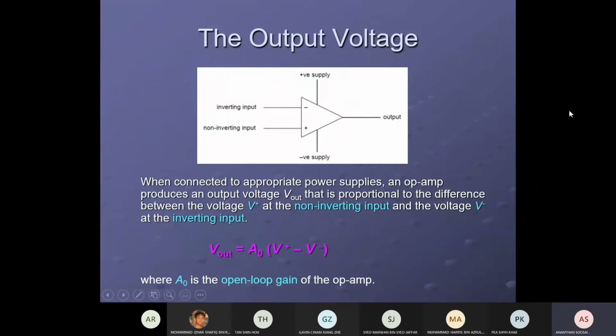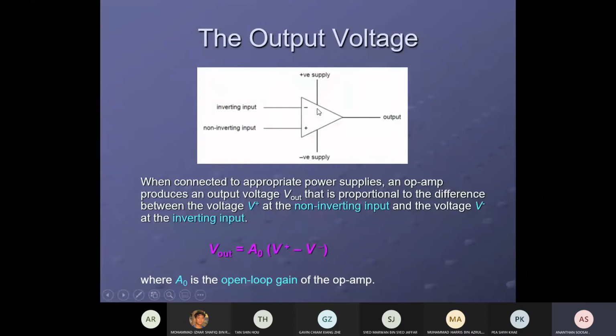Okay. So now we're going to go in depth about how the op-amp gives out output. It will have two inputs. One is called the inverting input, and another one is called the non-inverting input. Non-inverting is given for the positive terminal. Negative is called the inverting input.